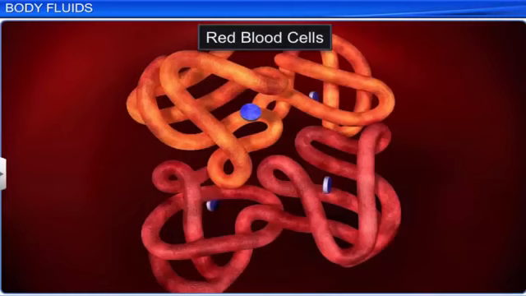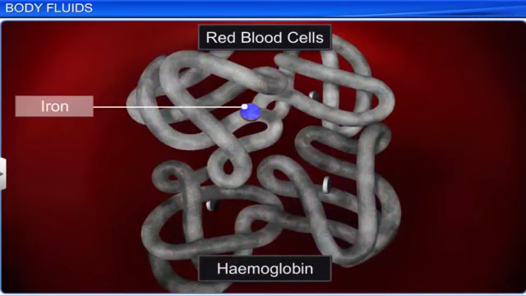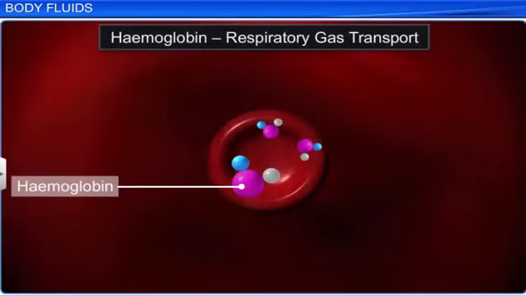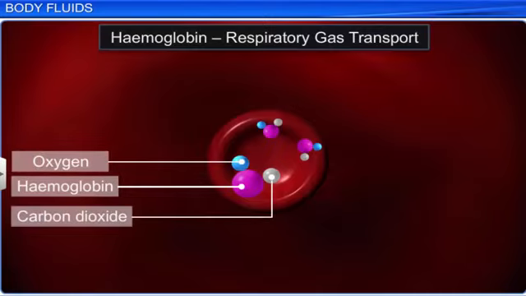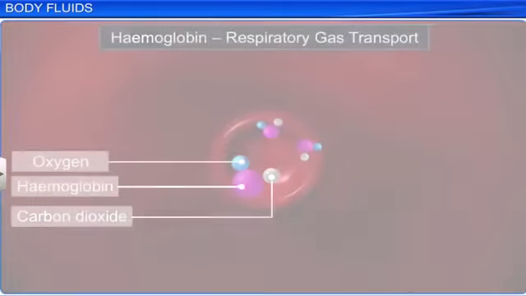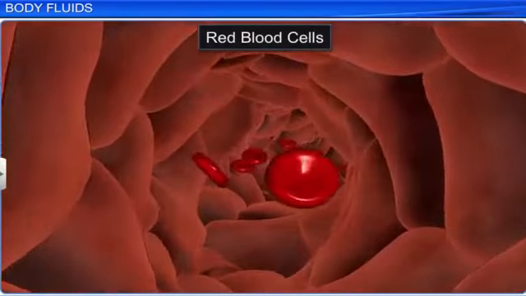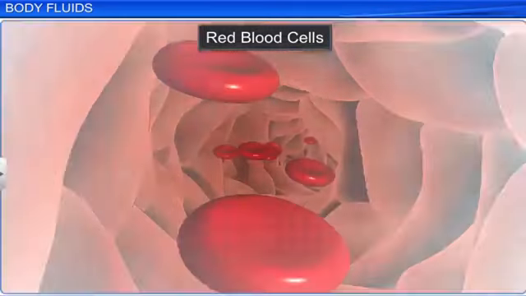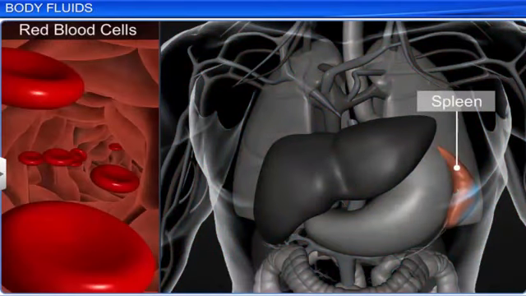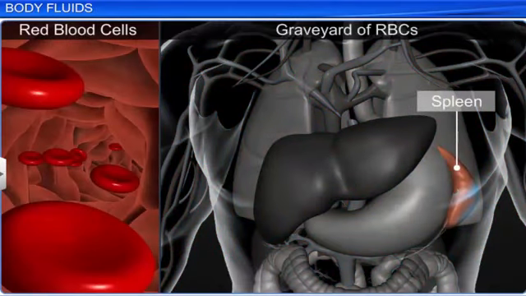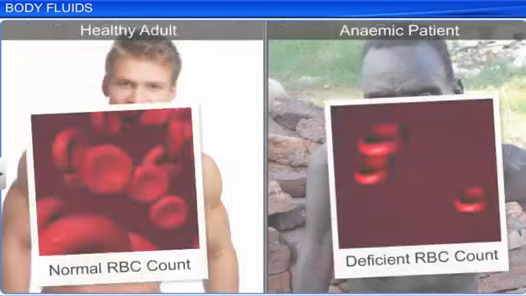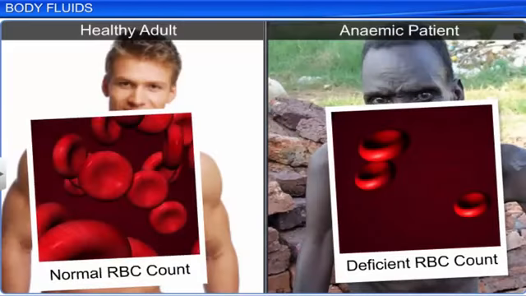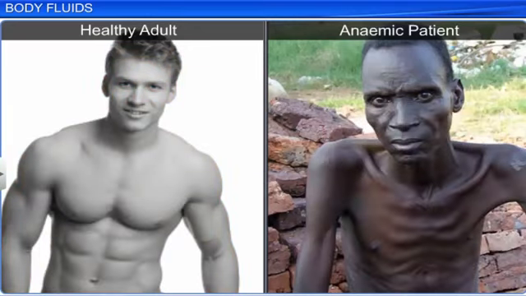Their red color is due to the presence of an iron-containing protein called hemoglobin, which plays a vital role in the transport of the respiratory gases, oxygen and carbon dioxide in the blood. The lifespan of an RBC is around 120 days, after which it is destroyed in the spleen, which is known as the graveyard of RBCs. A low RBC count in the blood can cause anemia in humans.